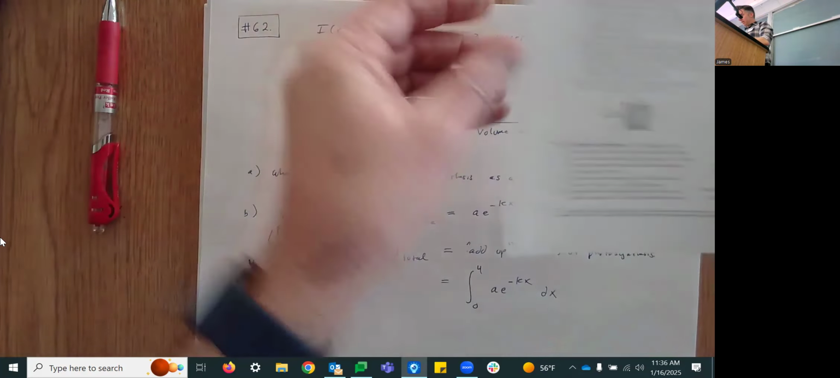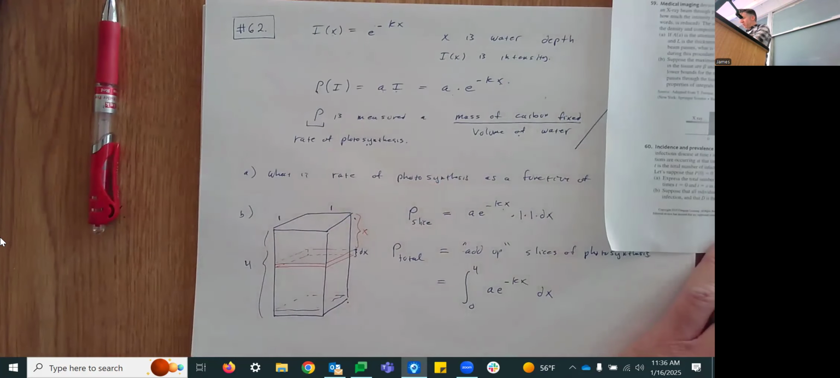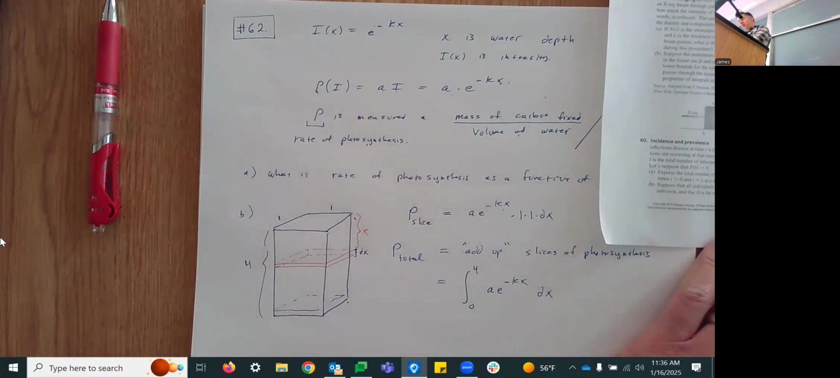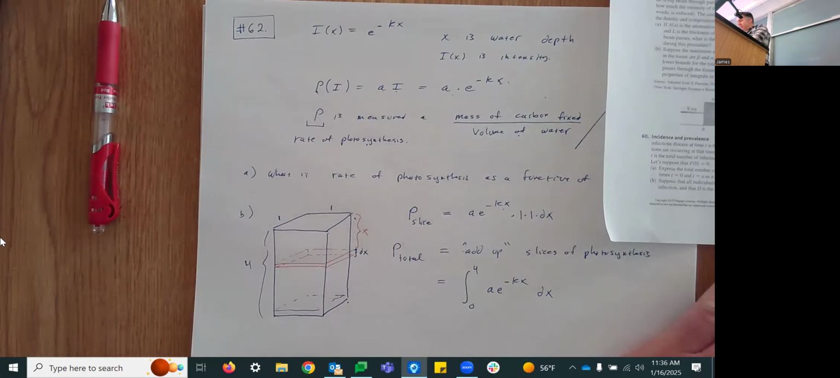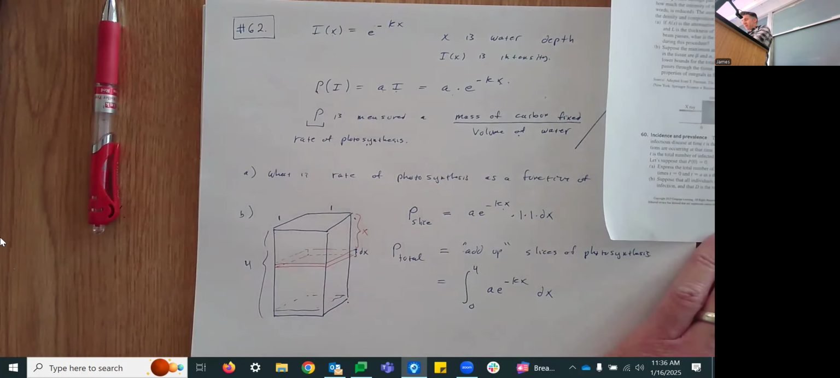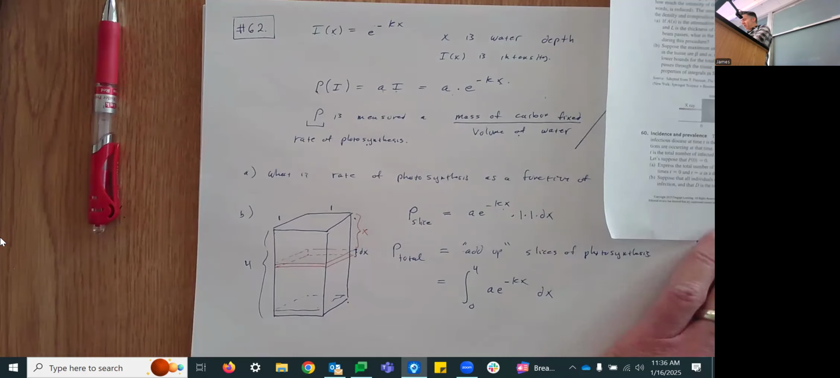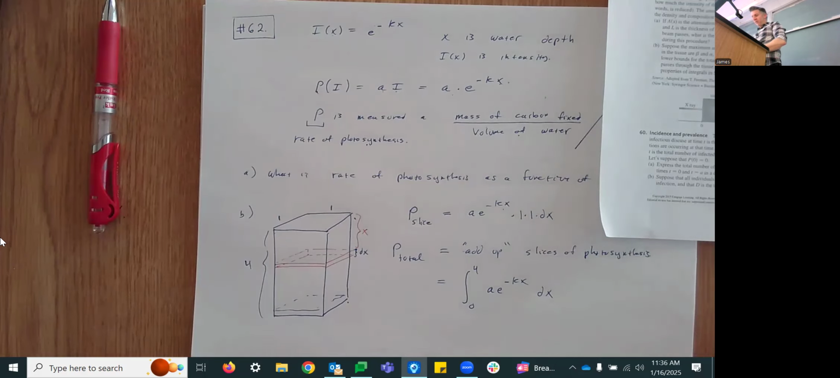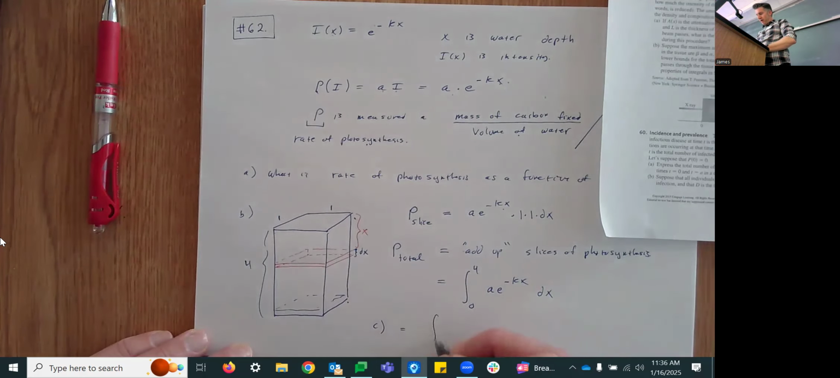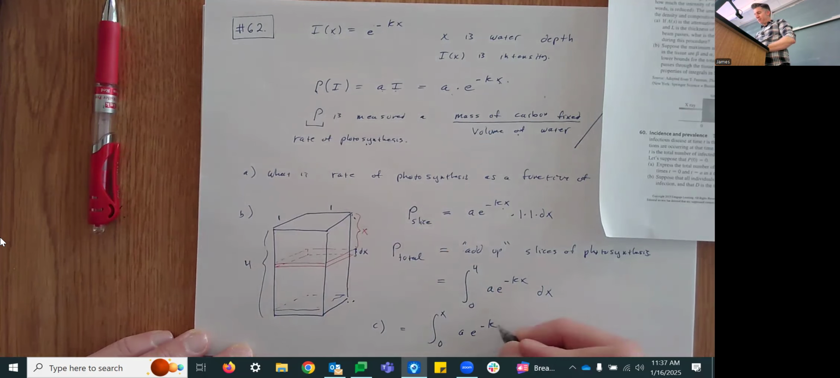So if I read this again, here's what it says. What is the total rate of photosynthesis of a water column that is 1 unit in surface area and X units deep? So I think for question C, it's the same idea, except now instead of going from 0 to 4, you're going to go from 0 to where? Right. So then I'm going to write a e to the negative k t dt.